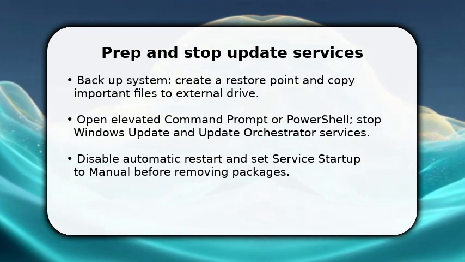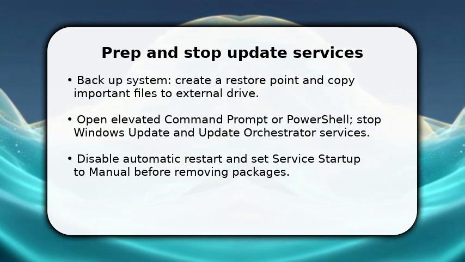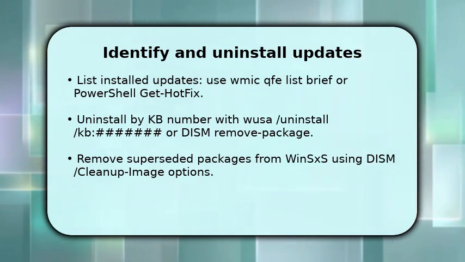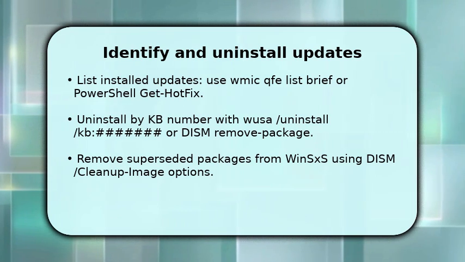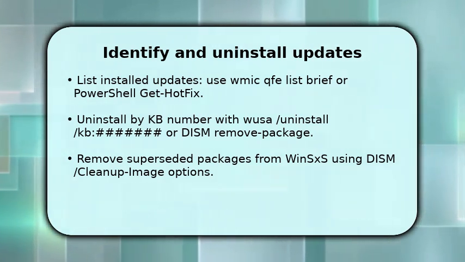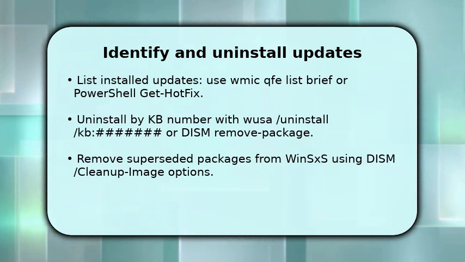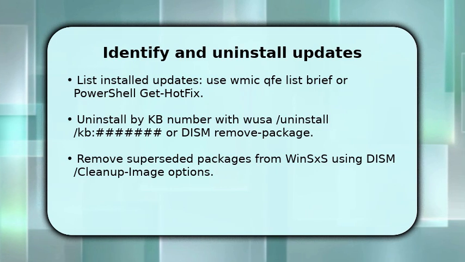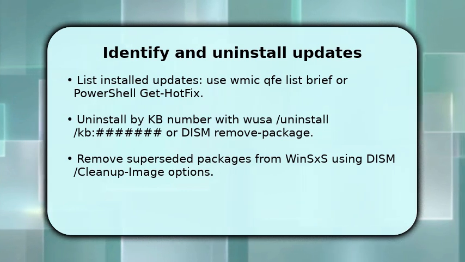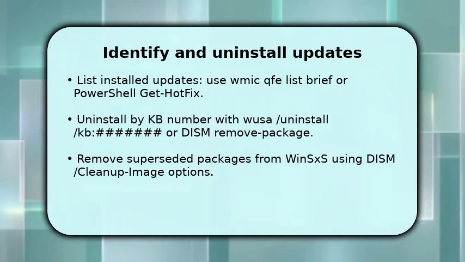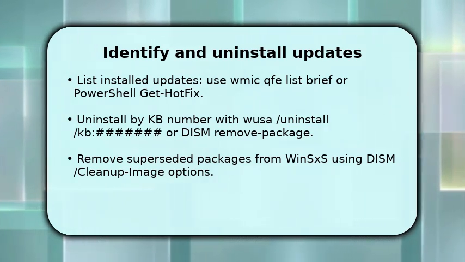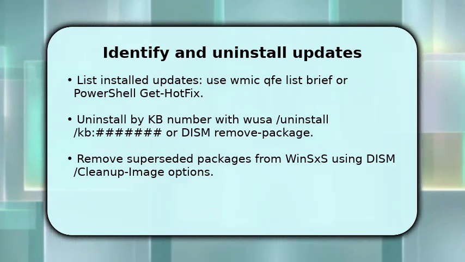You'll identify targets first. Run wmic QFE list brief or PowerShell Get-HotFix to get KB numbers and install dates so you can prioritize. Then uninstall each update by KB using wusa /uninstall /kb:<number> for simple cases, or use dism /image:C:\ /remove-package /packagename:<name> for component store level removals when WUSA fails. Once uninstalled, clean the WinSxS store with dism /cleanup-image /startcomponentcleanup, or /restorehealth to reclaim space and avoid partial remnants that might trigger reinstallation.